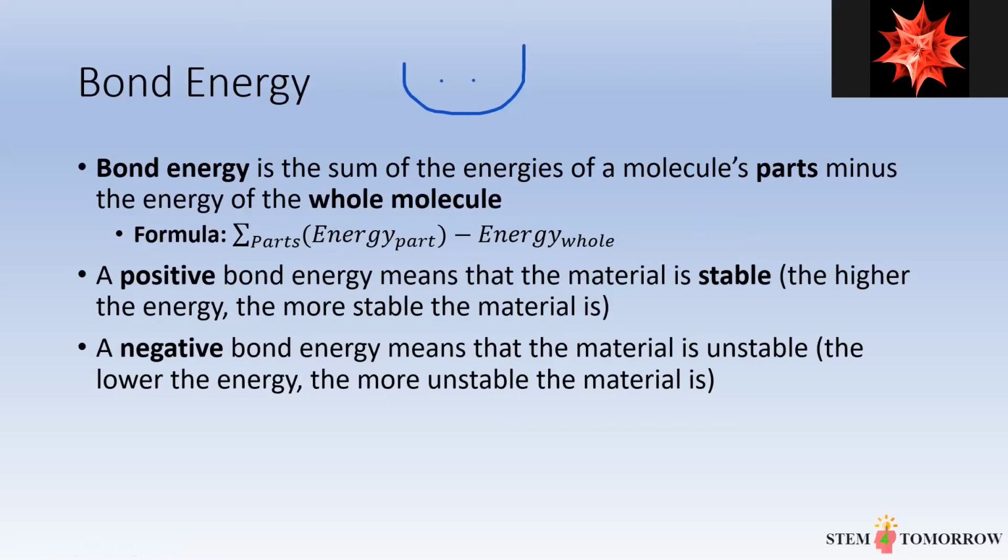So for example, if I have two oxygen atoms, and the bond energy of O2 is positive, that means that the sum of the energies of the two oxygen atoms is greater than the energy of the whole molecule O2, which is the air we breathe. All right, so we want bond energies to be positive so that the materials are stable. And negative bond energy means that it's unstable. If you just perturb it a little bit, it might completely fall apart. So we don't want that.